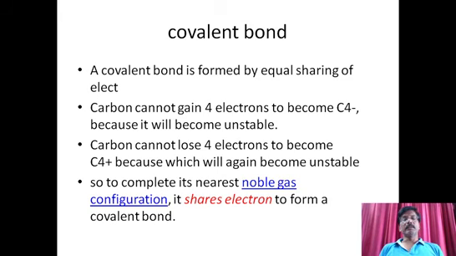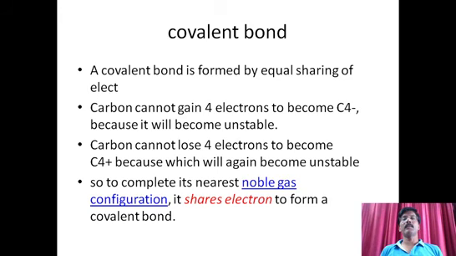Carbon, for example, if you look at the valency of carbon, carbon is the fourth group element, and the valency electrons are 4. But what happens with carbon? Can it gain extra 4 electrons to become a noble gas configuration, stable configuration? No, it cannot gain 4 electrons altogether. Similarly, it cannot give total 4 electrons to others.